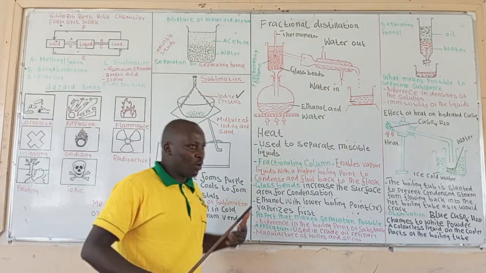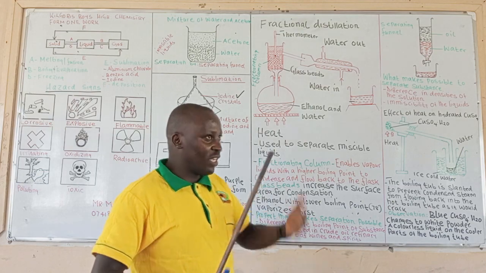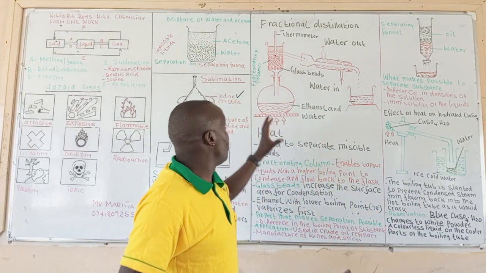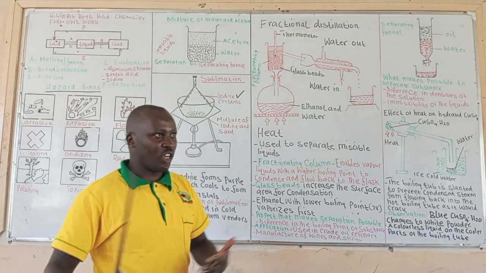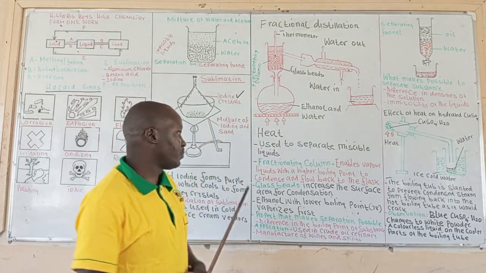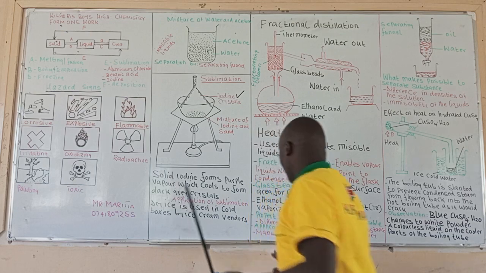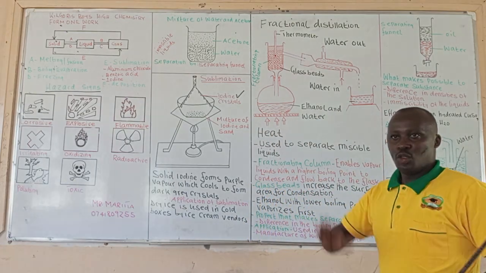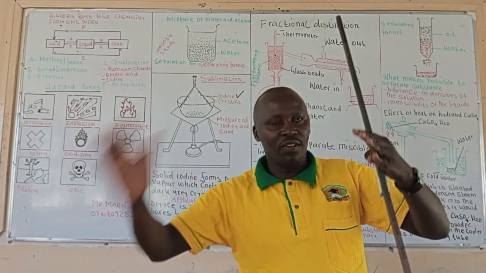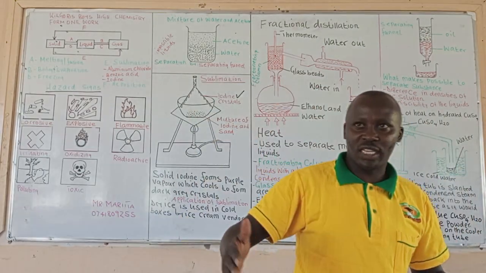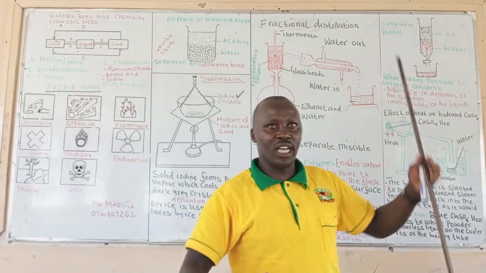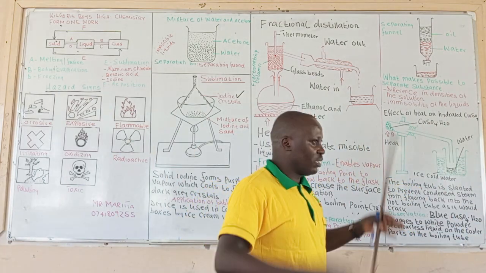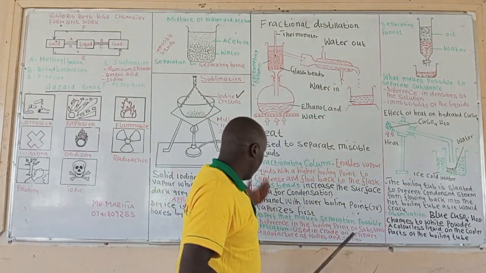Then, what property makes the separation possible? What makes water and ethanol able to be separated by fractional distillation? The property is the difference in boiling points of the substances. Water boils at 100 degrees, ethanol boils at 78 degrees. So because of the difference in boiling points, they can be separated.